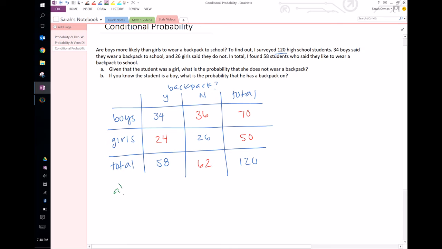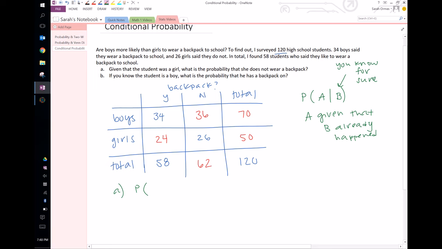Part A. Given that the student was a girl, what is the probability that she does not wear a backpack? Okay, so I'm going to write a probability statement. Conditional statements work like this. What this means is the probability that A happens given that B already happened. So B, this is the thing you know for sure.